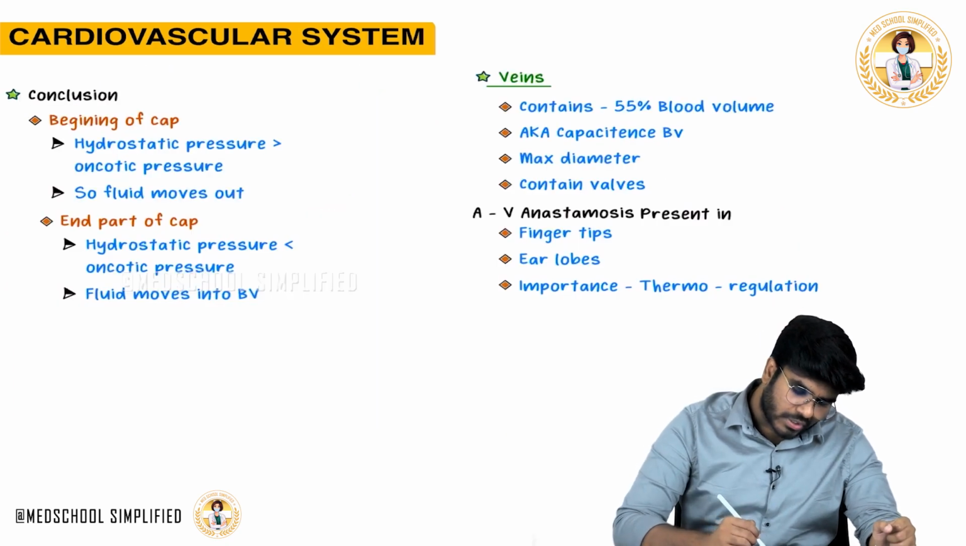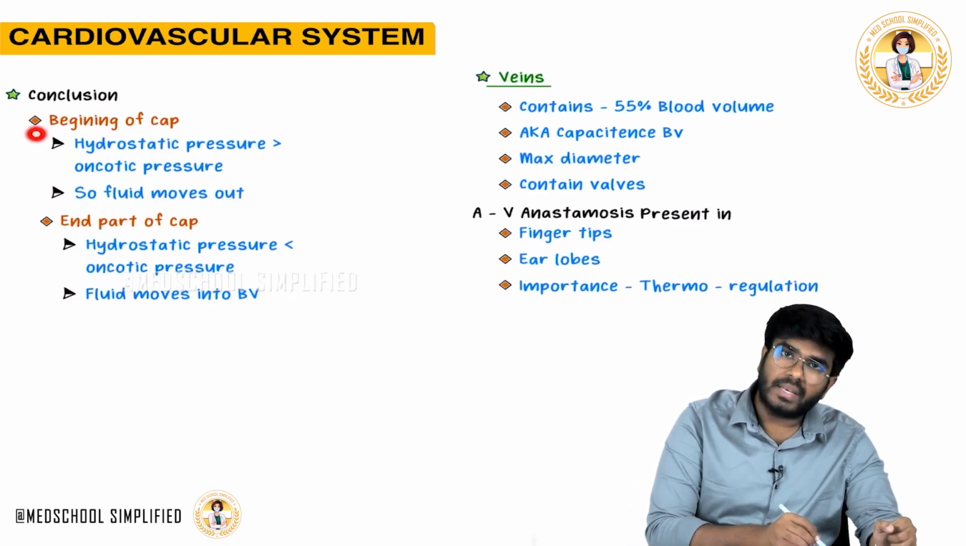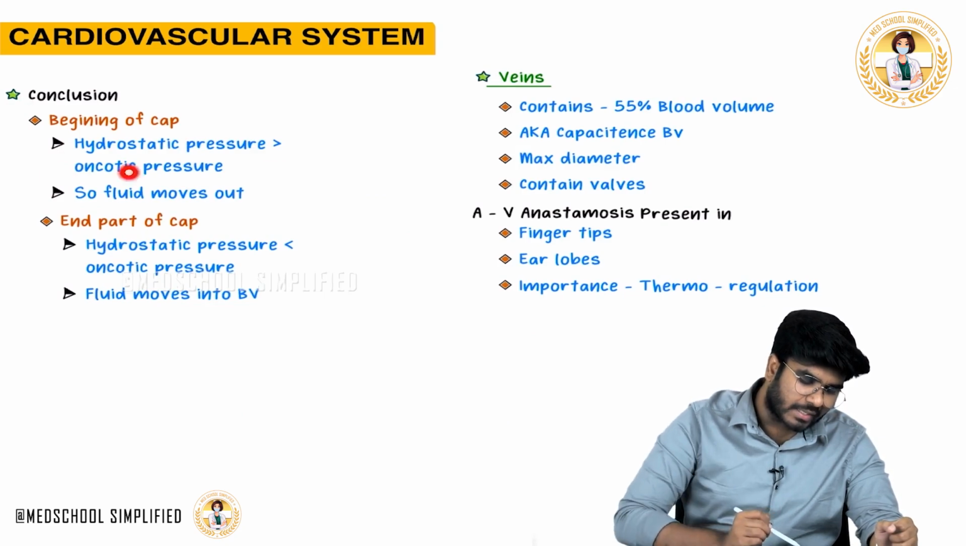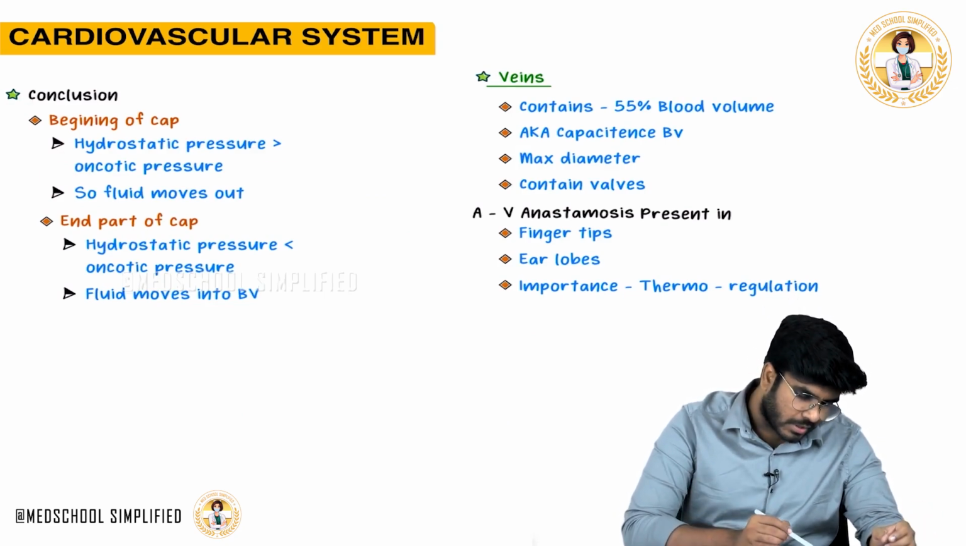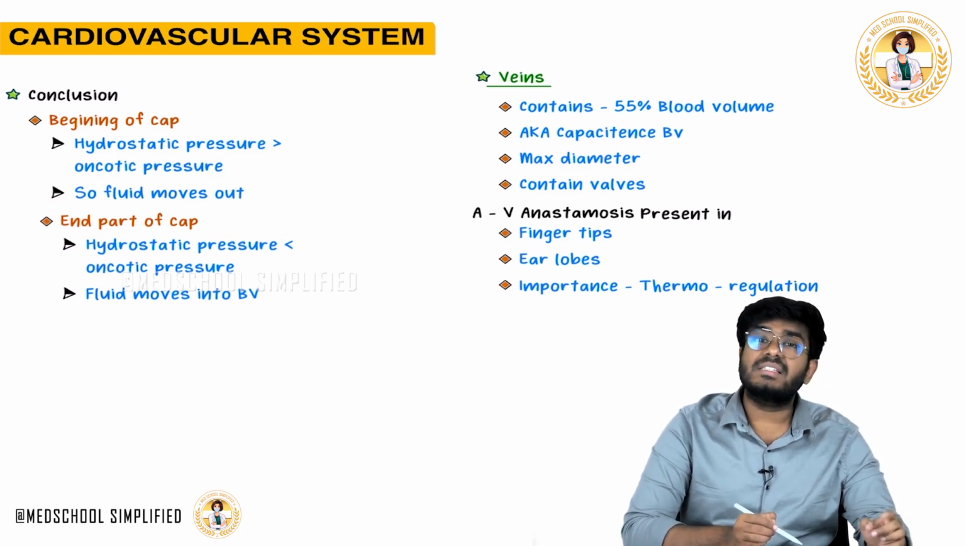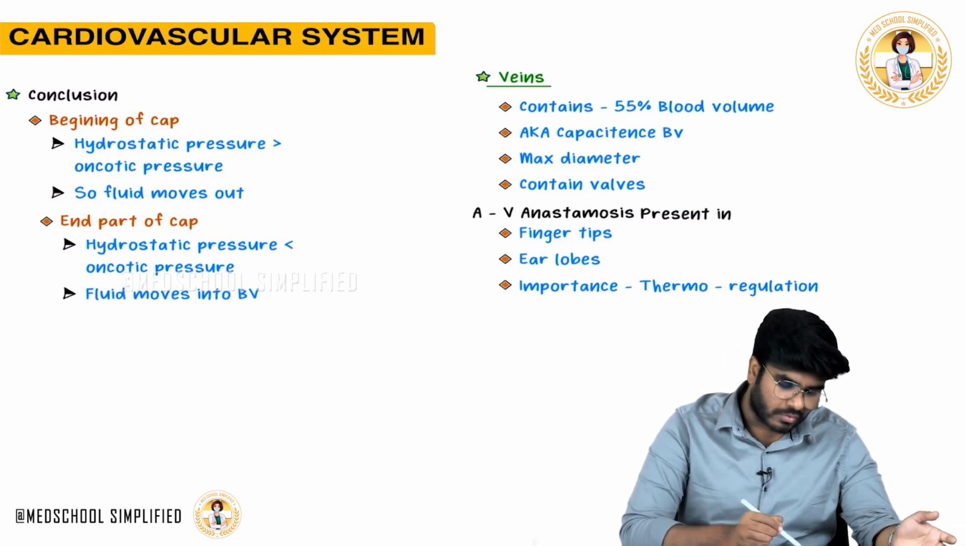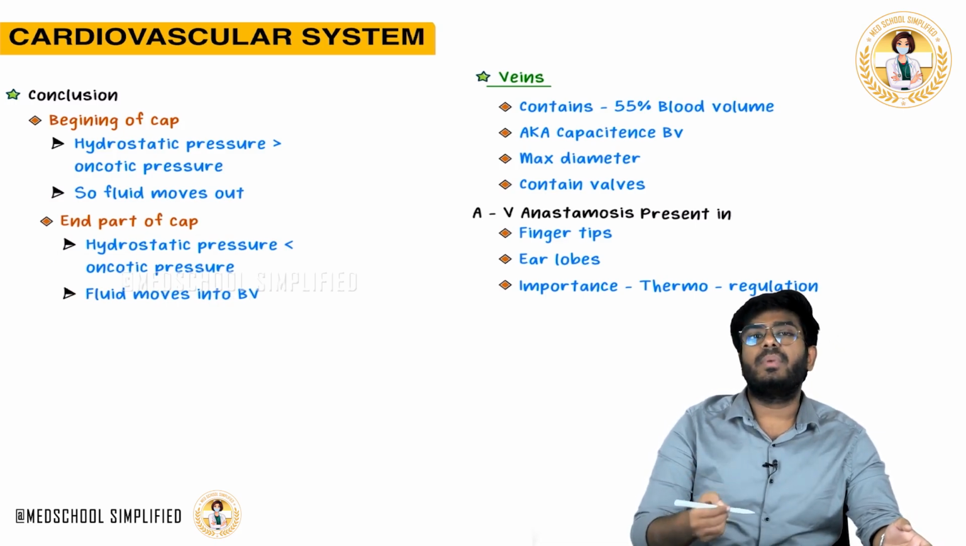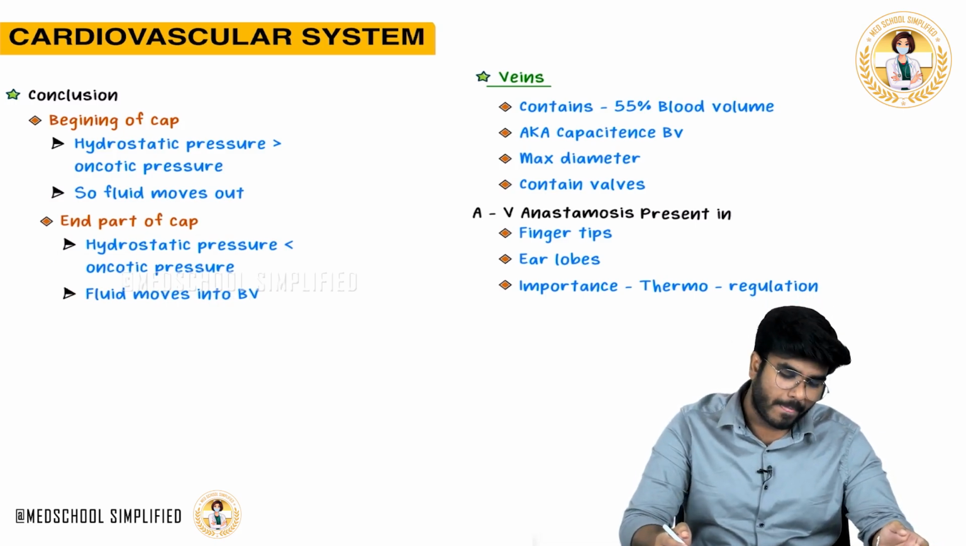Now, so what is the conclusion? The conclusion is in the beginning of the capillary, hydrostatic pressure is greater than the oncotic pressure, or the osmotic pressure. So fluid moves out. At the end part of the capillary, the hydrostatic pressure is less than the oncotic pressure or the osmotic pressure. So what happens? Fluid is going to move back into the blood vessels. Fluid re-enters into the blood vessel.